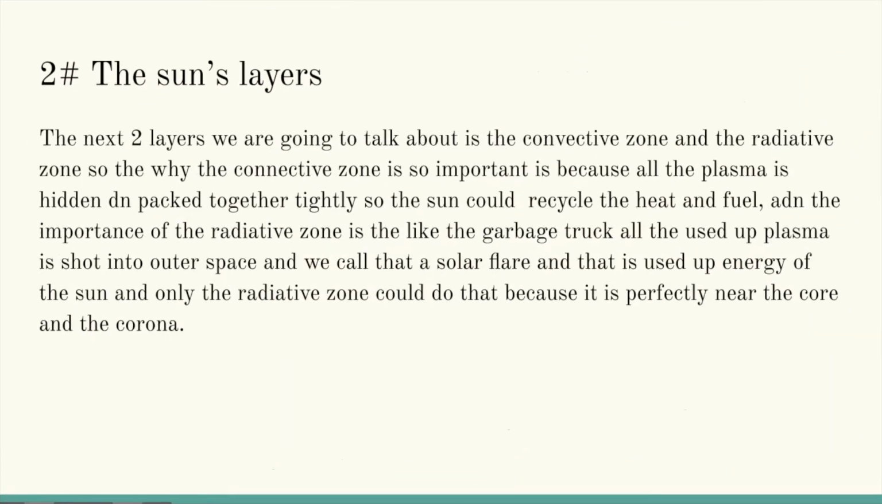Part 4 of the sun's layers. So this is basically a preview of the last 2 or 3. The next 2 layers we're going to talk about are the convective zone and radiative zone. Why the convective zone is so important is because all the plasma is hidden and packed together tightly so the sun can recycle and heat the fuel. And the importance of the radiative zone is that, like a garbage truck, it uses up all the plasma, which is shot out into outer space. We call that a solar flare because it uses up all the energy, and the sun's radiative zone can do that because it's perfectly near the core and the corona.